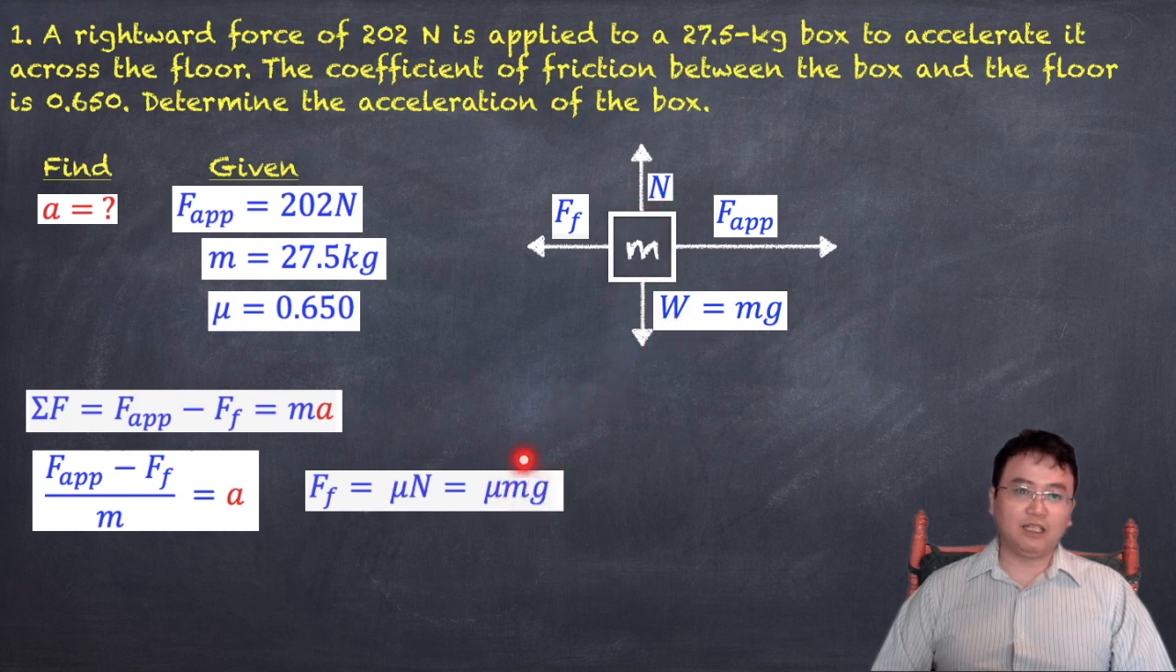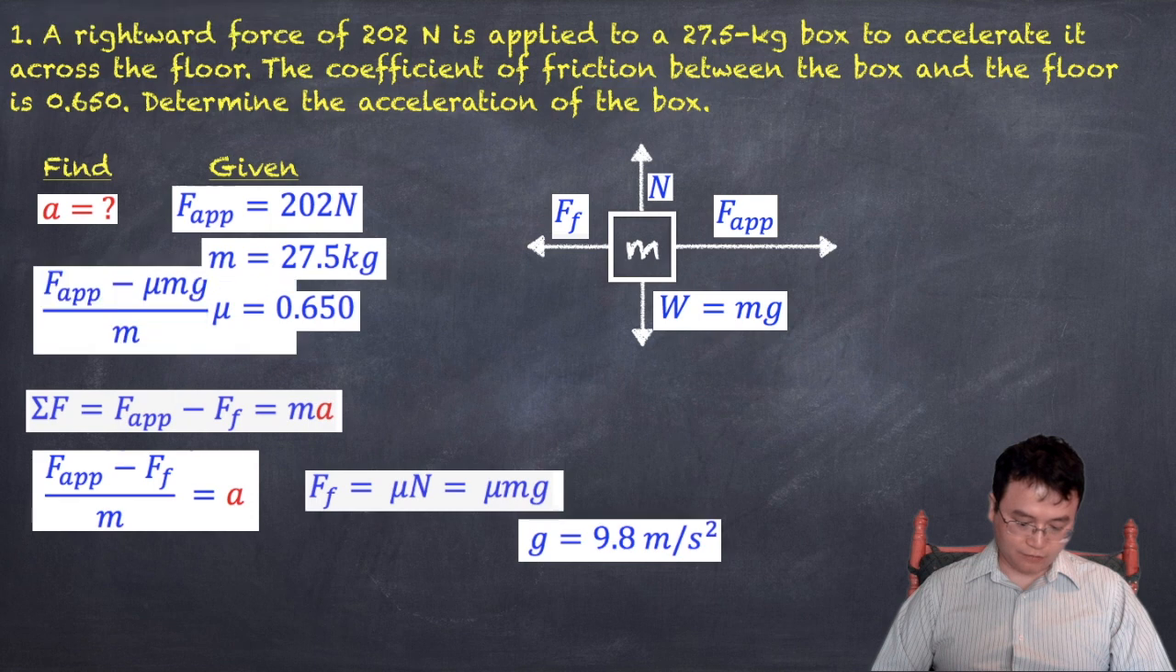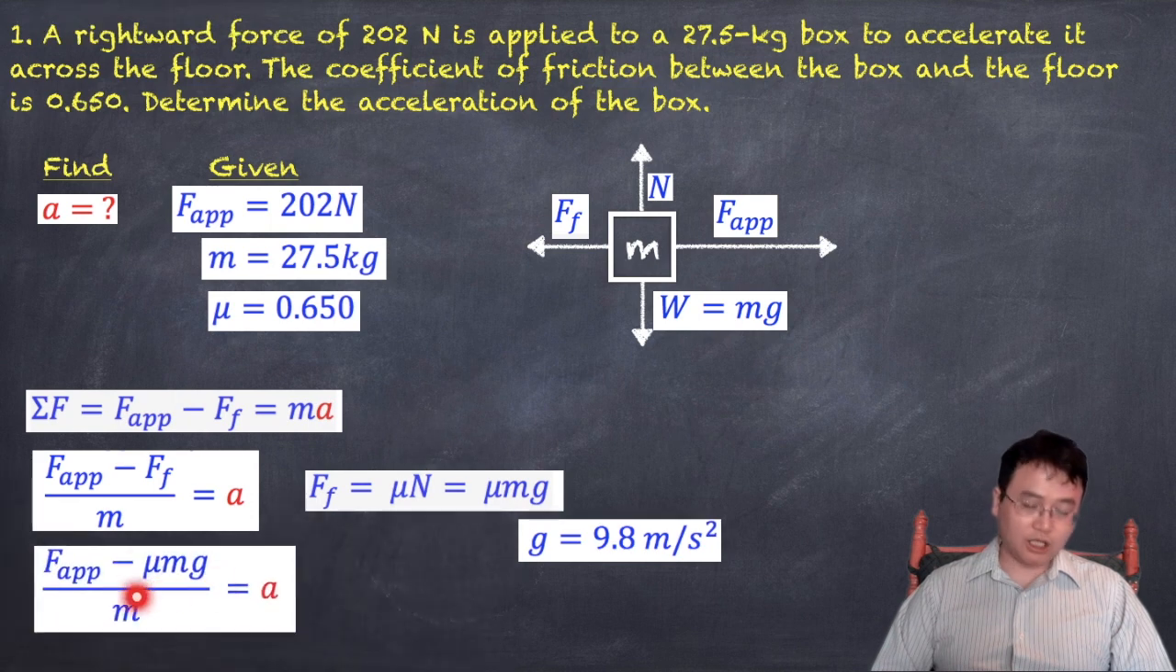And so if I take this and I put it into the force of friction over here, oh, I forgot to say something. G is 9.8 meters per second squared. It's the acceleration of gravity near the Earth's surface. And so if I have all those values, I just need to plug them into these equations in a calculator, and it will give me the answer.